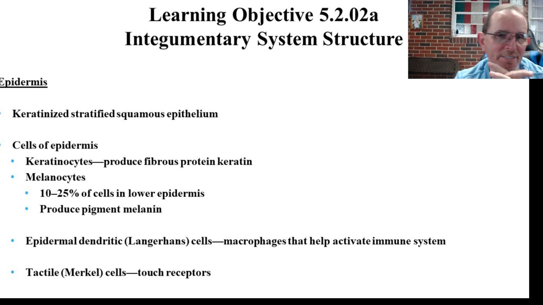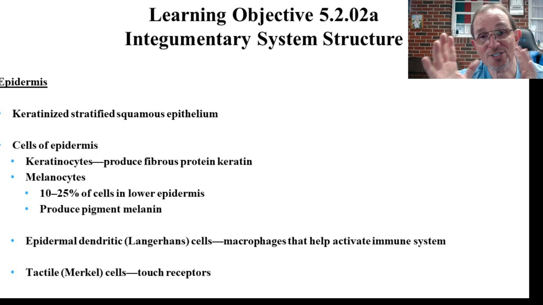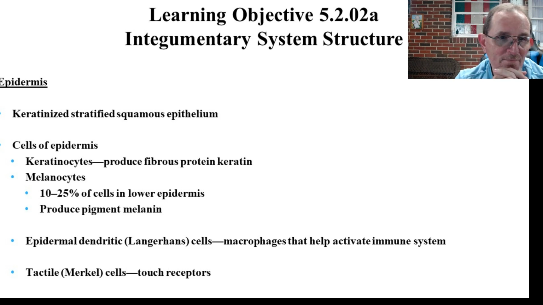Epidermis. We talked about stratified squamous epithelium. We talked about that some of it is keratinized and others non-keratinized. The skin is keratinized. What is keratin? Keratin is a protein, and it's what your fingernails are made out of. It's what your hair is made out of. The one that's in the skin is just a little bit harder than that.